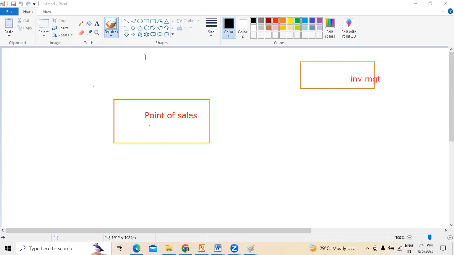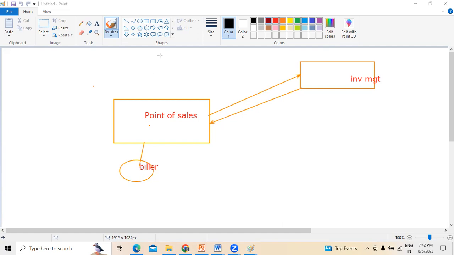You're accessing the data from the inventory management system. Now, who is accessing this? This POS system is being operated by an individual, an employee, whom we call a biller. The biller is operating the point of sale system. So the biller is an employee.